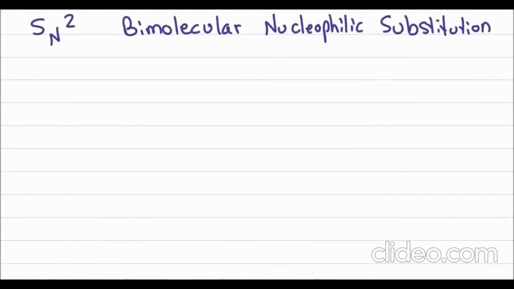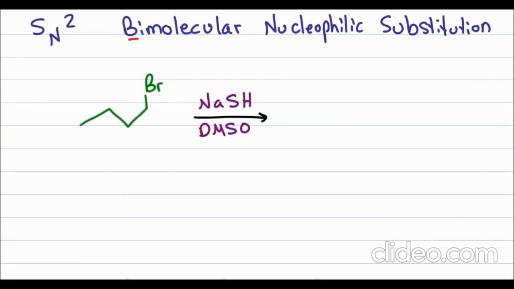SN2 stands for bimolecular nucleophilic substitution, where bimolecular is 2 molecules reacting at the same time in a one-step, no intermediate reaction. For this reaction, we have a primary leaving group reacting with NaSH in a polar aprotic solvent, DMSO. Anytime you see Na, recognize the spectator positive ion to give us a negative S, which is a good nucleophile. This is a fast reaction because we're not waiting for a carbocation to form.